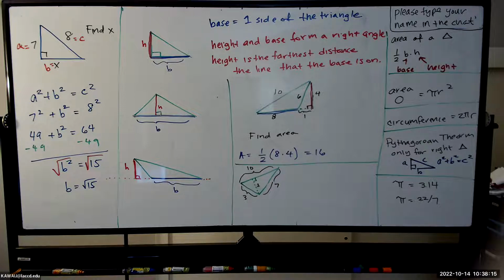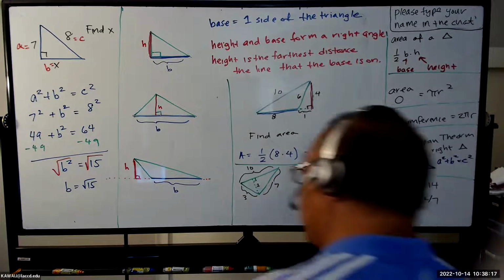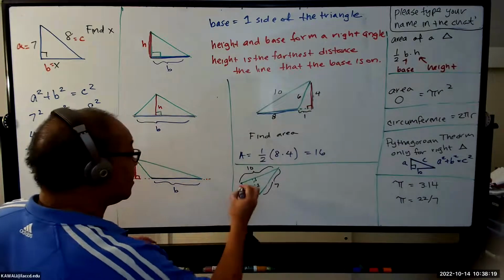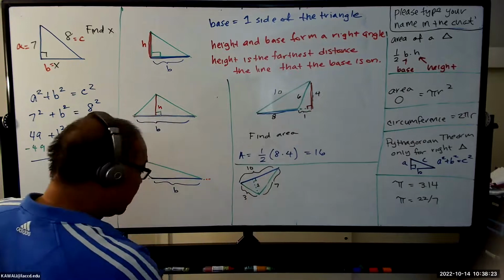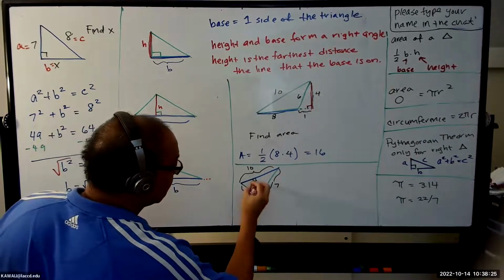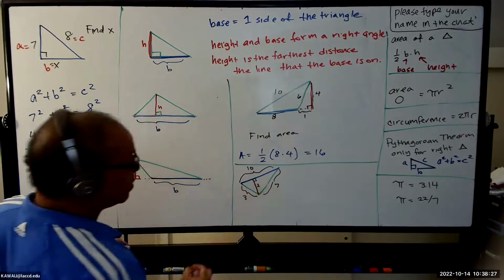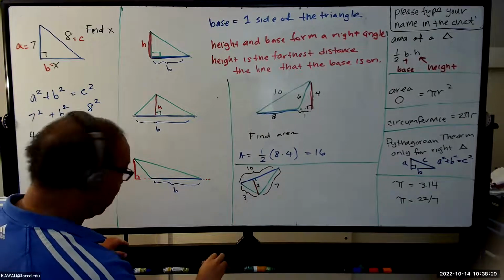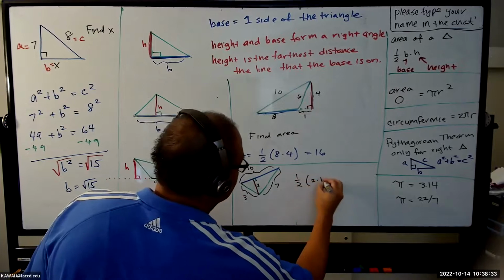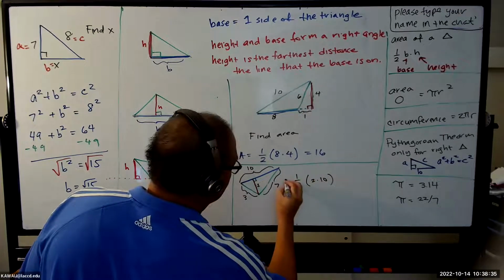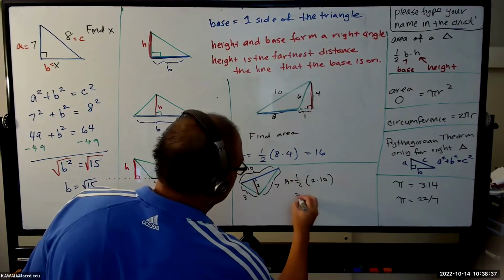Okay. So this is the base. This is the height. So now we're looking at 1/2 times 2 times 10, which is equal to 10.